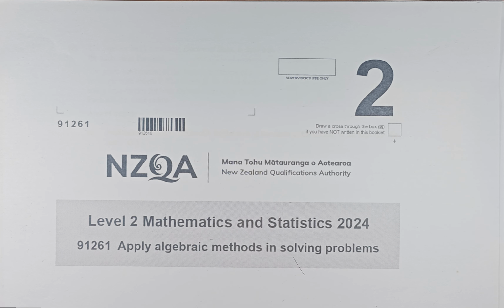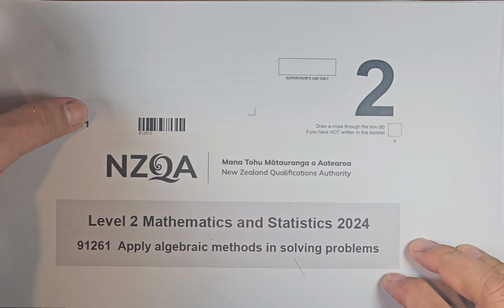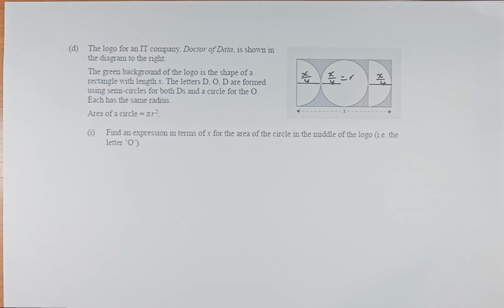Good evening, and in this video we are going to try and solve question 2D part 1 and part 2 of the 2024 NCEA Level 2 Algebra paper titled Apply Algebraic Method in Solving Problem. So without further ado, let's try to solve question 2D part 1. 2D part 1 sounds like this.